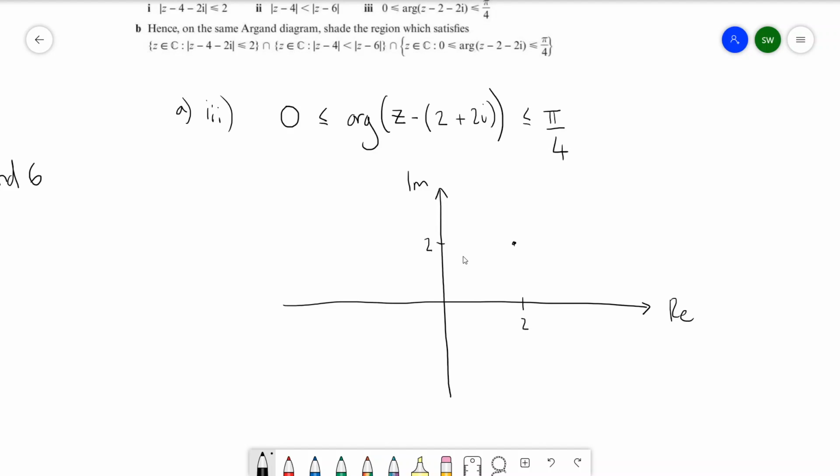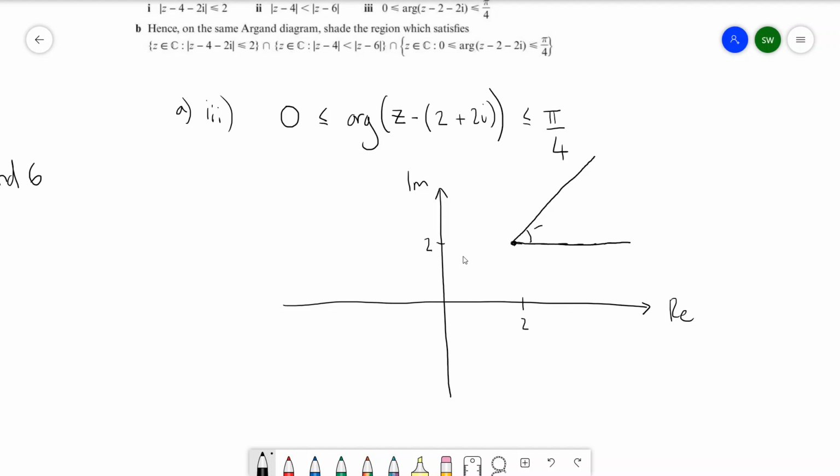Okay, so we've got to work out where does z need to be to ensure that the vector that goes from 2 plus 2i to z makes an angle of between 0 and pi over 4 when measured from the positive real direction, so directly to the right of that point. So you can see that z is going to have to be in between this line and the line that moves off at an angle of pi over 4.